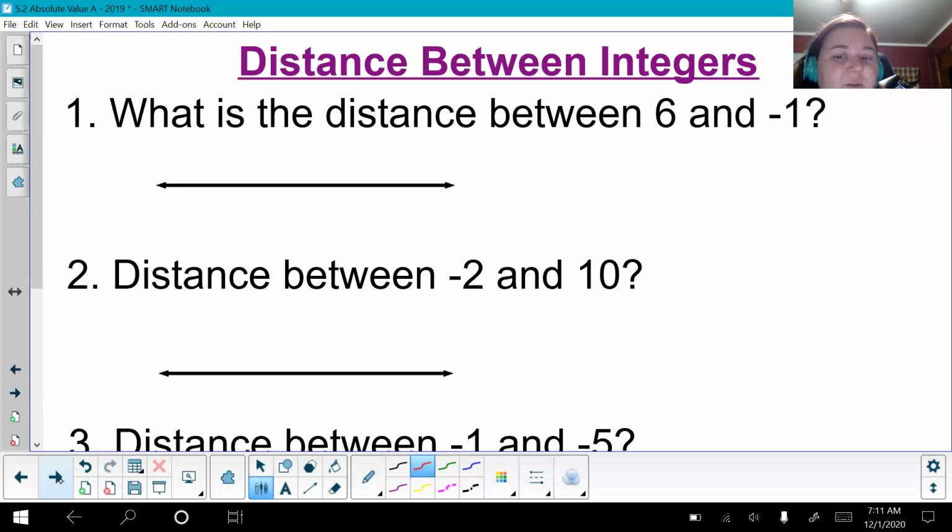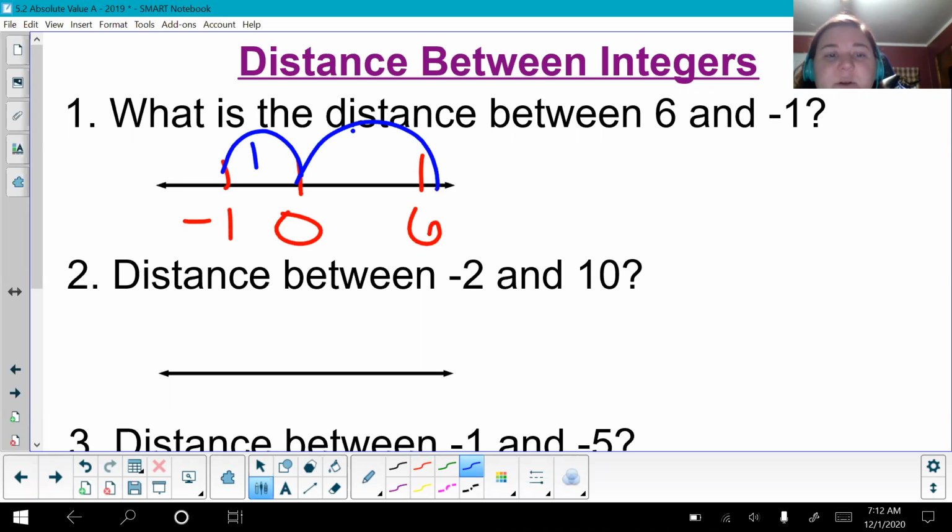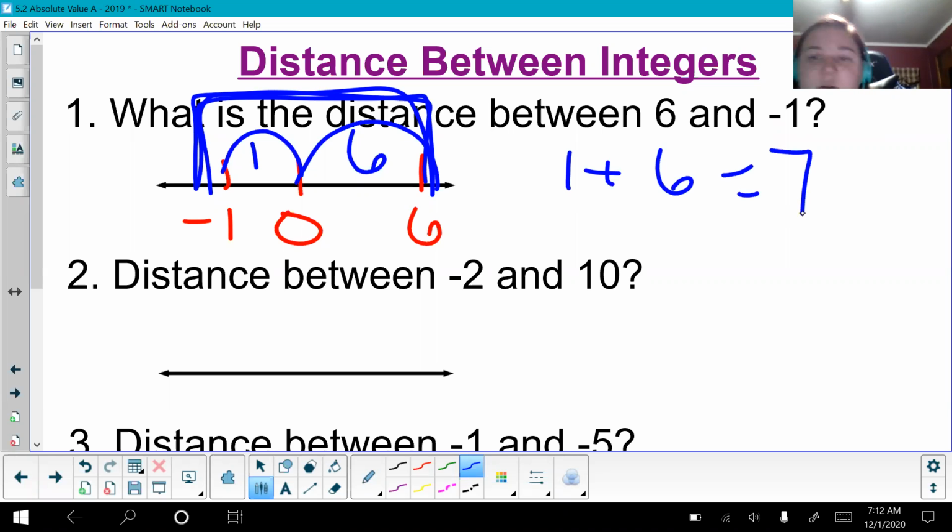So just before I get to the word problems, let's think about this. What is the distance between these numbers? Thinking about the distance, 6 would be somewhere over here, 0 would be somewhere here, and -1 would be right here, right? What's the distance between those? Well, how far is -1 from 0? That would be 1 space, right? How far is 6 from 0? 6 spaces. So what is the total distance between the two? It is 7. 1 plus 6 is 7.